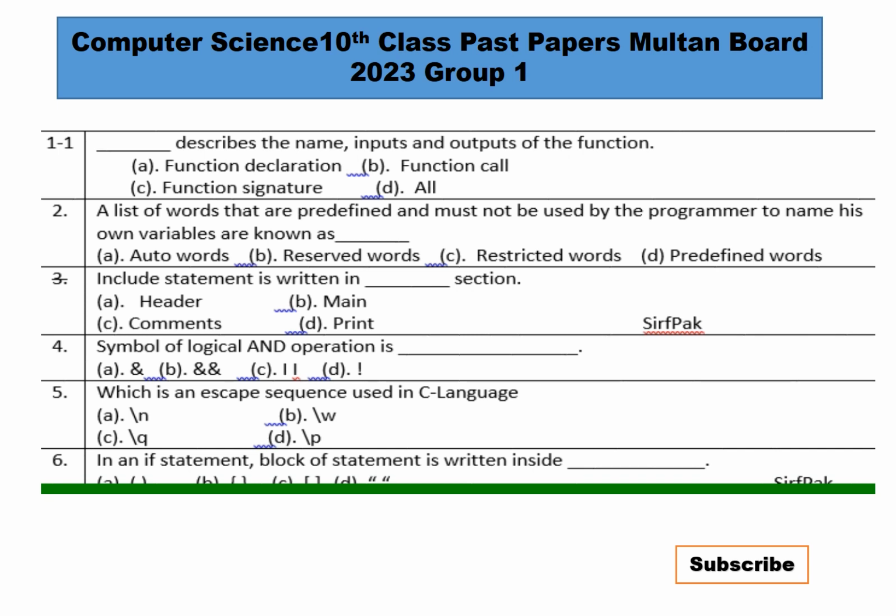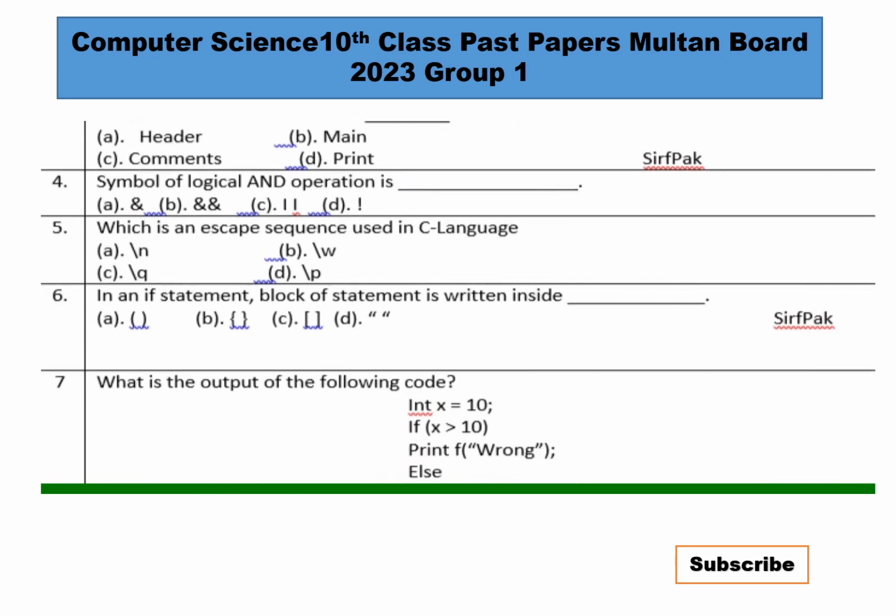Number 5, which is an escape sequence used in C language? \n, \w, \q or \p. Correct option is A, \n.